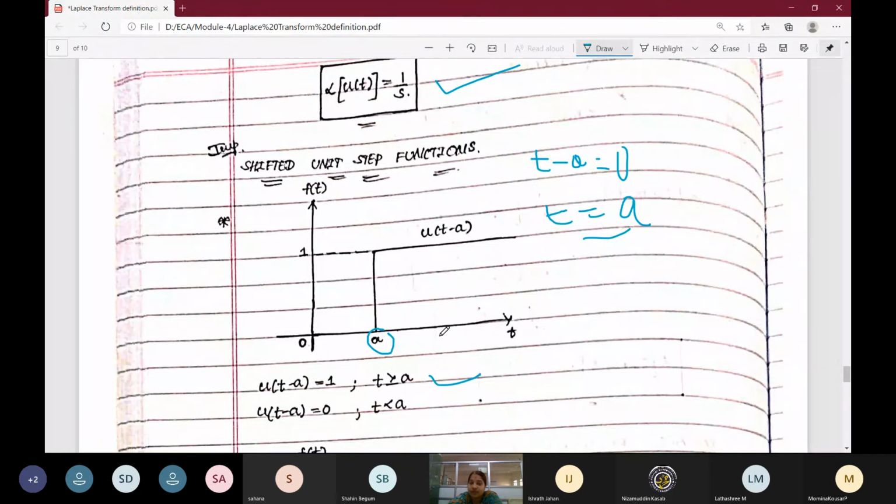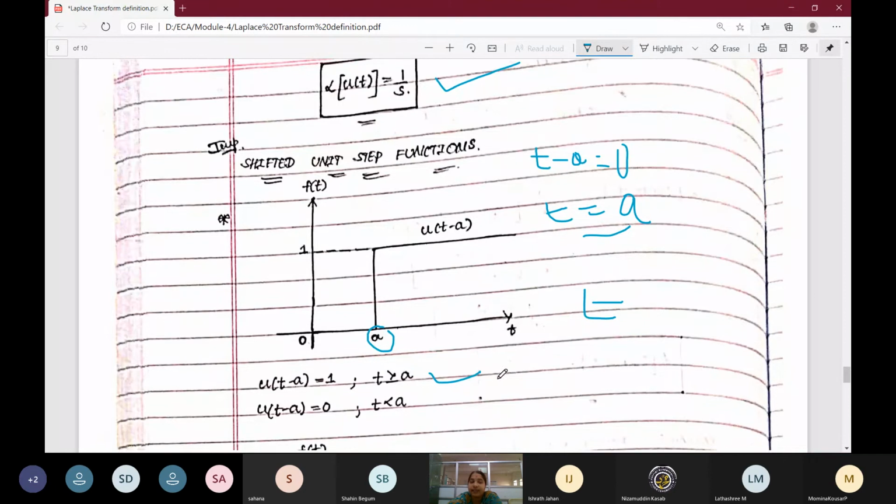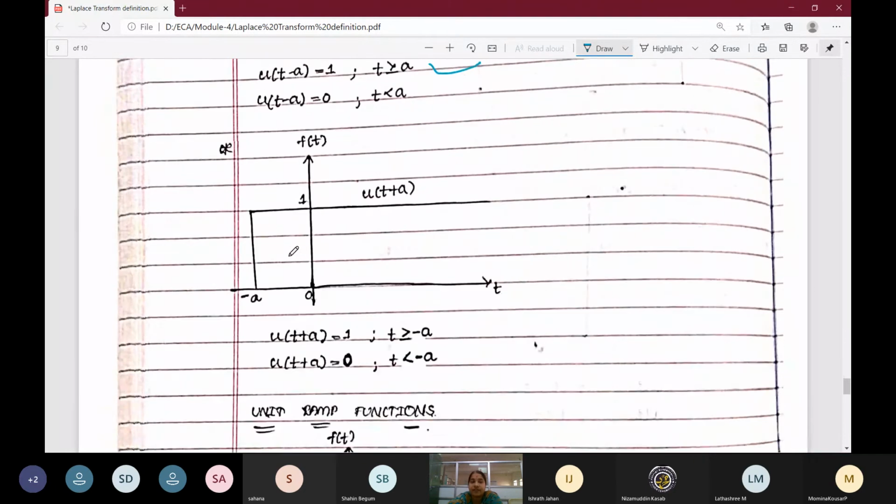It need not always be t minus a. It can be t plus a also. When will it be t plus a? T plus a when t is equal to minus a. That means when we get into the negative axis. See this function, it is starting from minus a. So what will be the unit step function? It is u of t plus a. That is important. When you equate it, it will become t is equal to minus a. So it is starting from minus a. So when it is defined, that range is written here.